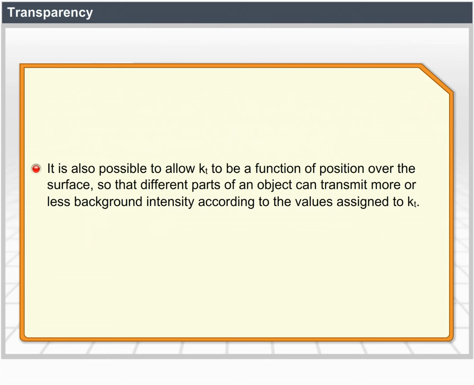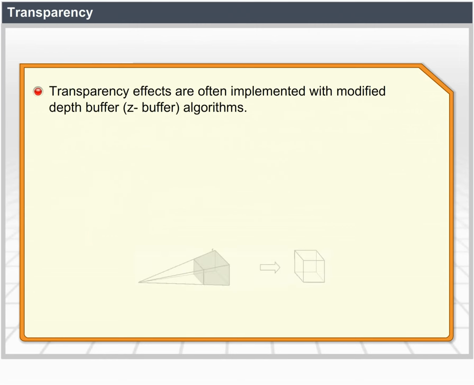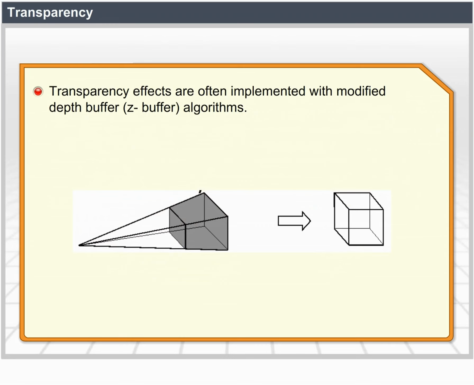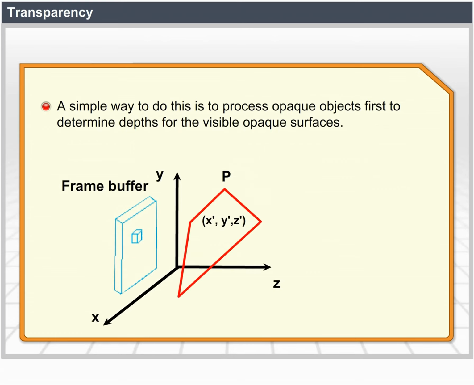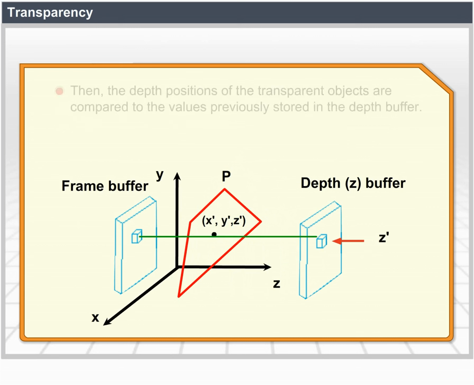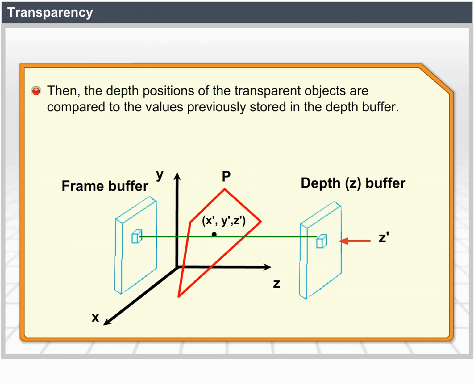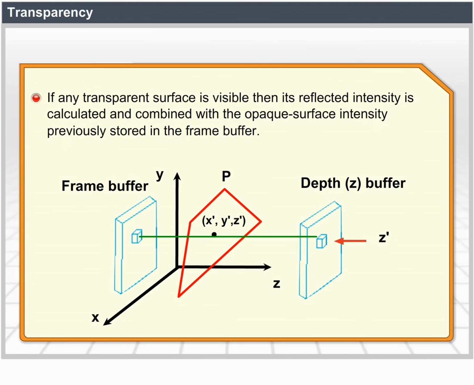Transparency effects are often implemented with modified depth buffer, Z-buffer algorithms. A simple way to do this is to process opaque objects first to determine depths for the visible opaque surfaces. Then the depth positions of the transparent objects are compared to the values previously stored in the depth buffer. If any transparent surface is visible, its reflected intensity is calculated and combined with the opaque surface intensity previously stored in the frame buffer.